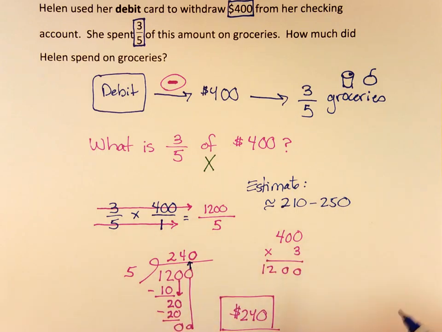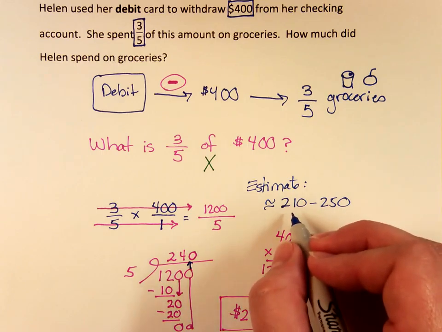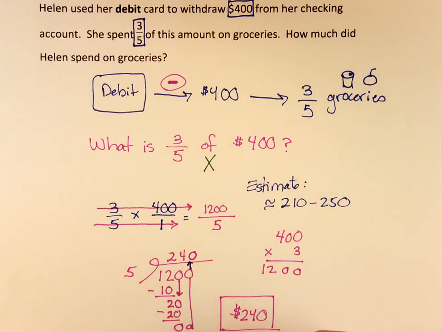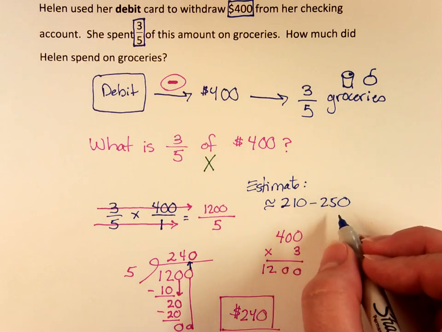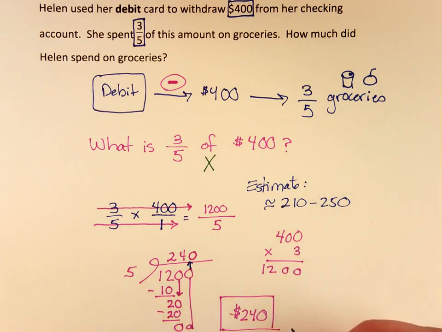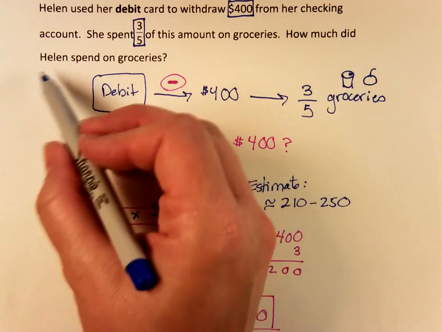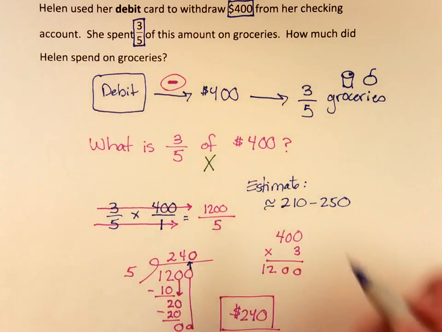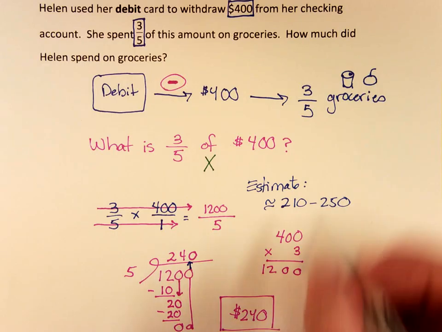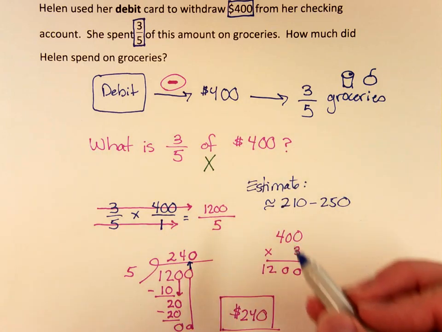All right. Now let's check and see if we came close to the answer. Our estimate was between 210 and 250. Oh, this is great because the actual answer is 240, which is between 210 and 250. Good, makes sense. Now, did we answer the question? How much did Helen spend on groceries? $240, which would be 3/5 of $400. Excellent.